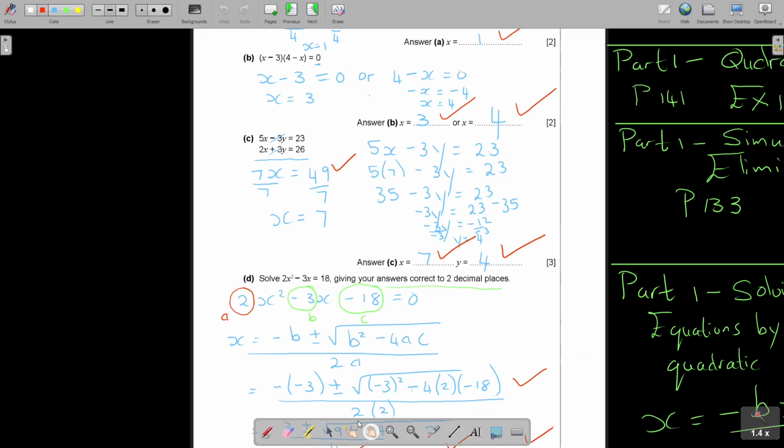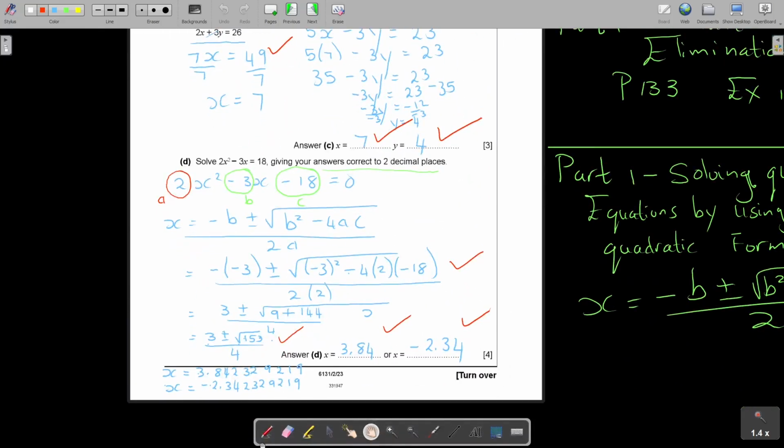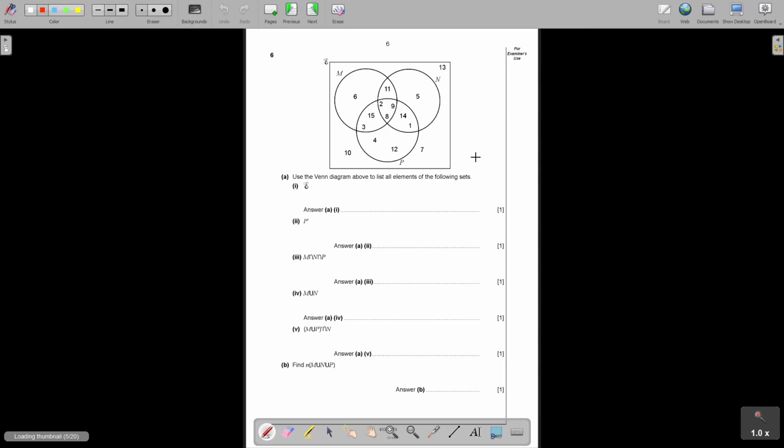So basically, if I was reading the report correctly, it was saying that they would have given you 2 marks for just doing that correctly. Wow, excellent. Okay, let's go to the next page.